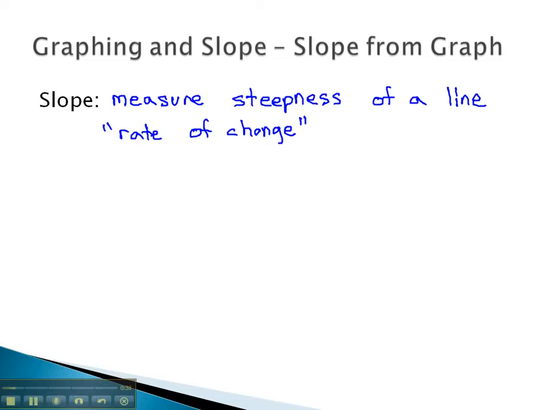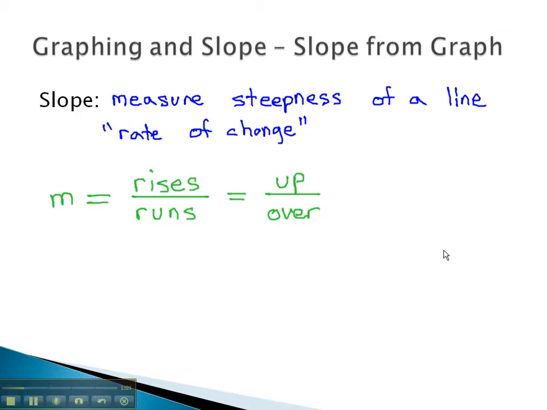The way we calculate this rate of change is how fast the graph rises compared to how fast the graph runs. You might think about rising as how far the graph goes up, and run as how far the graph goes over. We often use the letter m to represent the slope, rise over run. Let's take a look at some graphs and see if we can find the slope of the graph.